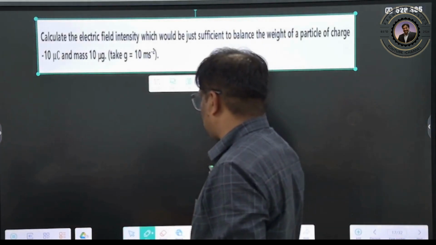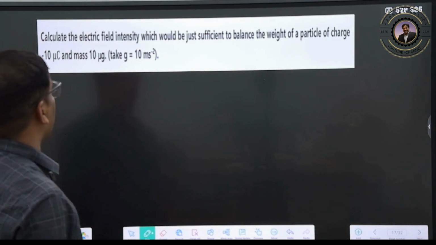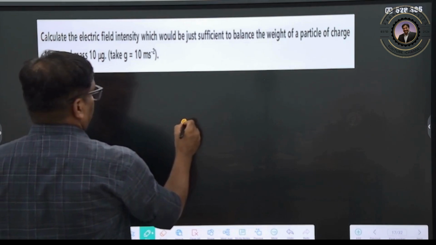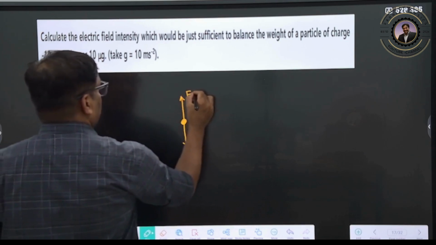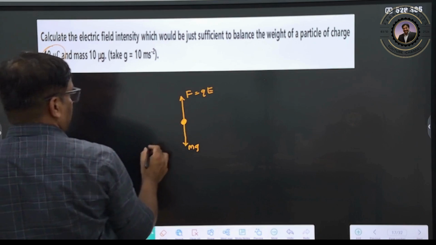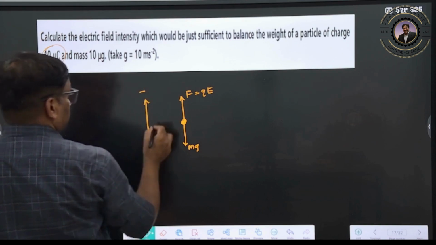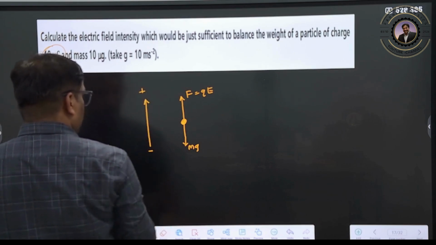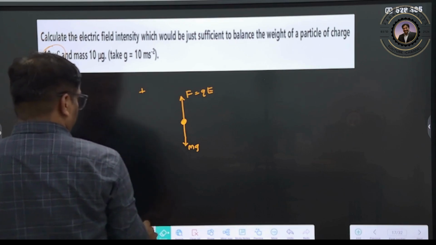Here, calculate the electric field intensity which would be just sufficient to balance the weight of a particle whose charge is given. So the weight of this particle is how much? What is the mass of this one? Therefore it will be mg. Compulsorily it should exert a force on this one. F is equal to q times E. So this is a negative charge, which means the electric field should be in this direction.